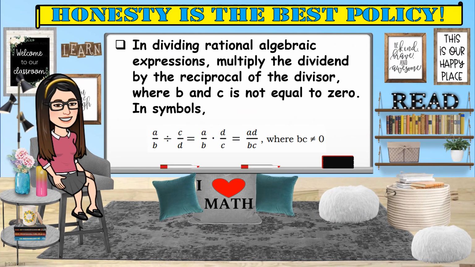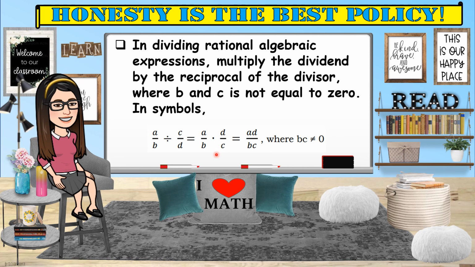Now, in dividing rational algebraic expression, multiply the dividend by the reciprocal of the divisor where b and c is not equal to 0. In symbols, we have a over b divided by c over d. This will give you a over b times. So, magpapalit na siya ng sign, di ba? Magpapalit na pala siya ng operation rather, hindi sign. Magpapalit na siya ng operation, magiging multiplication na siya pagkakuha mo ng reciprocal.